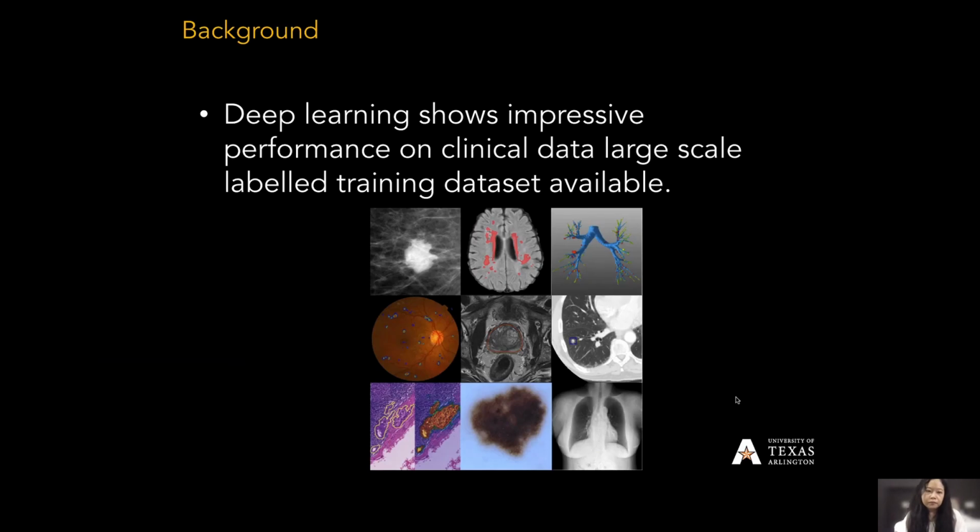In the recent 5 or 10 years, deep learning has shown very impressive performance on medical imaging data analysis. However, the performance of these deep learning models depends on the availability of large-scale, high-quality labeled medical imaging datasets. For example, here we show some different types of medical imaging examples: brain imaging, cardiovascular imaging, chest CT and chest X-ray, and pathology images.